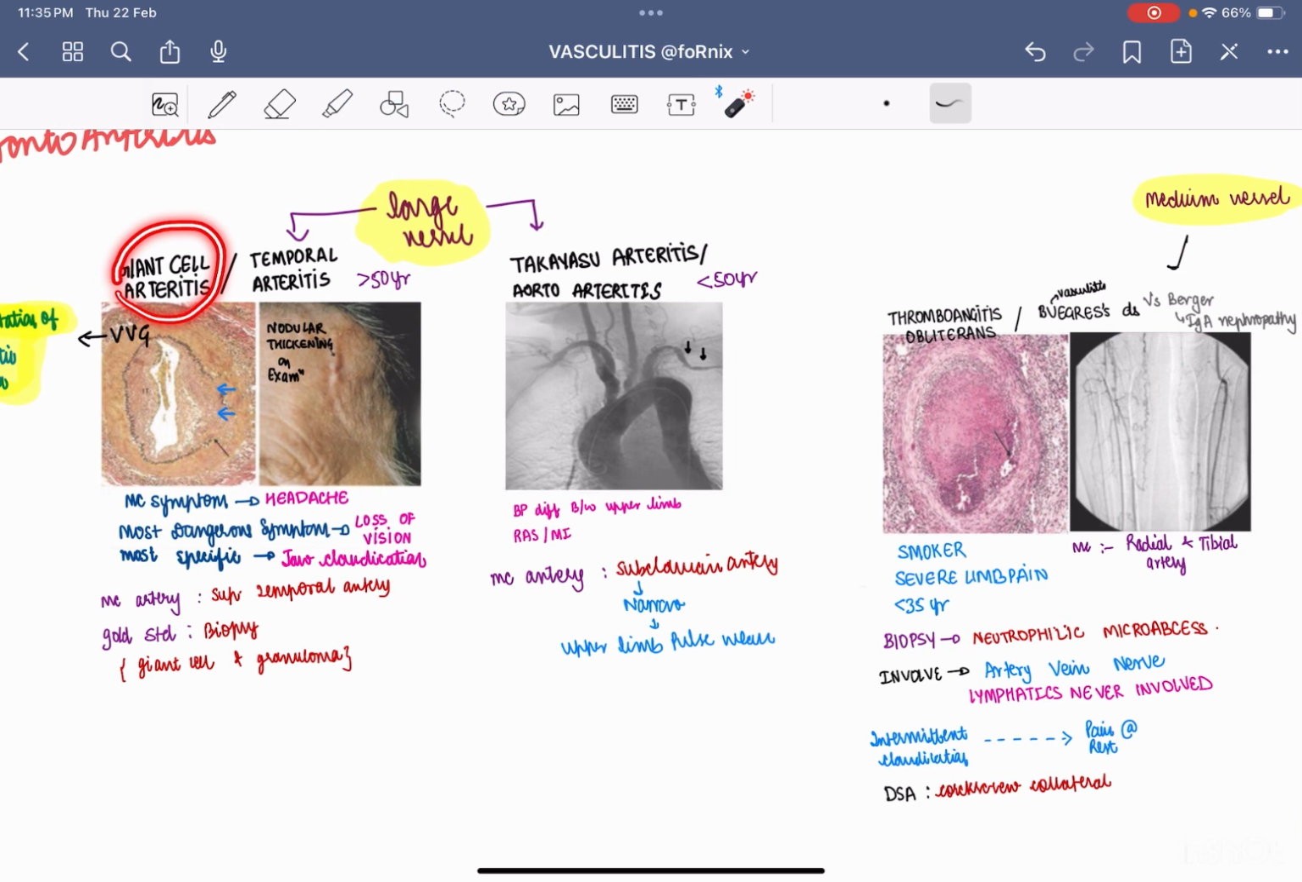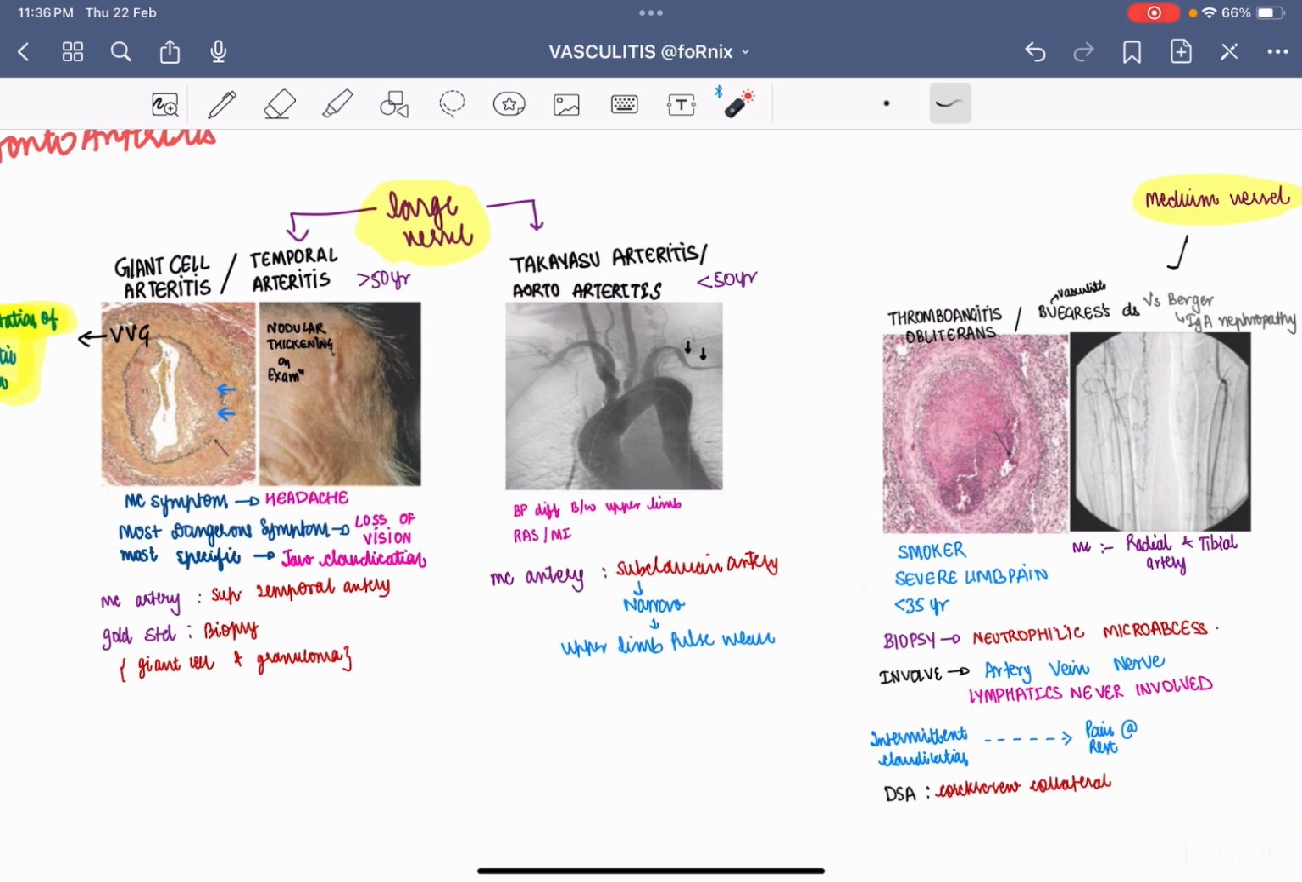In giant cell arteritis, the patient that we usually see is more than 50 years of age. And in Takayasu arteritis, the patient that we see is usually less than 50 years of age. The most common artery involved in giant cell is the superficial temporal artery, and the most common artery involved in Takayasu is the subclavian artery. That is why the other name is temporal arteritis, and for the subclavian artery the other name is aorto arteritis.